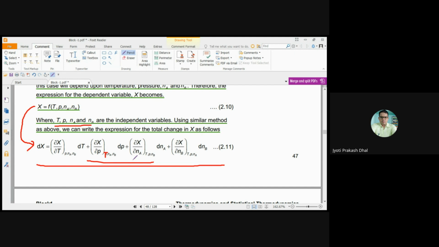So the second term represents the change of X with respect to change in pressure of the system, keeping temperature, number of moles of A and number of moles of B constant. Similarly, the third term represents the change of X with respect to change in number of moles of A, keeping temperature, pressure and number of moles of B constant. Similarly, the fourth term represents the change of X with respect to change in number of moles of B, keeping temperature, pressure and number of moles of A constant.